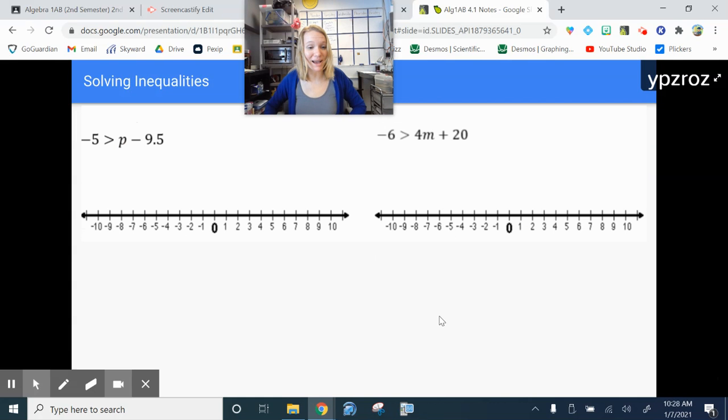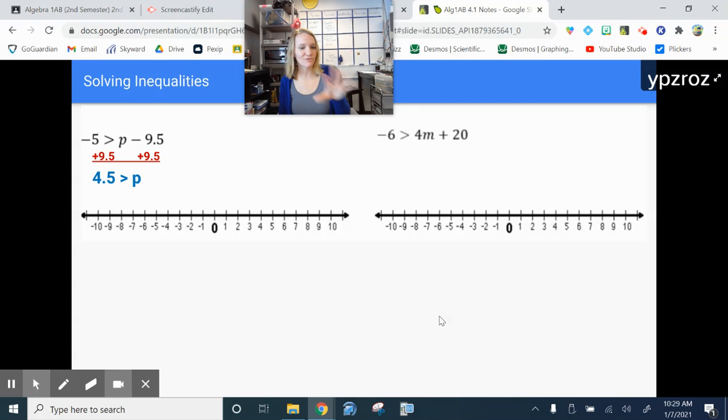Okay. So now I have another one. This one's actually a really short one, or it looks like it. I want to t-chart it. I want to get the variable, p in this case, by itself. So if I was t-charting, to get p by itself, I have minus 9.5. So I want to do the opposite. I'm going to add 9.5 to both sides. So I now will have my negative 5 and my plus 9.5 will combine. That'll give me 4.5. Because it's basically like saying 9 minus 5. I have a greater than sign, and then I have p.